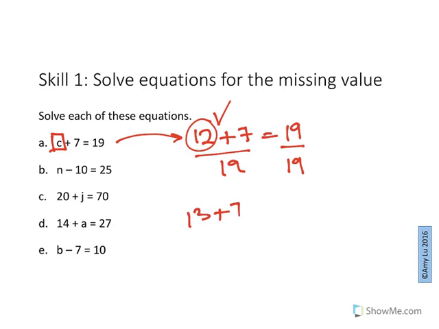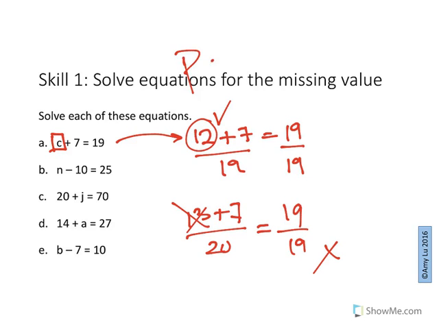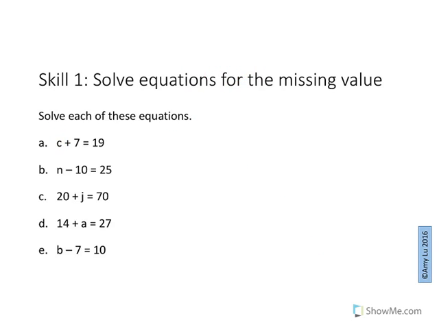If it was 13 plus 7, this side would be 20 and the other side would be 19. And, well, that doesn't work. It's not balanced. So therefore, it wouldn't be 13. So at this time, pause and complete the rest. So in B, you would have 35 because 35 take away 10 makes 25. C, 20 plus 50 makes 70. In D, 14 plus 13 makes 27. And then in E, 17 minus 7 makes 10.